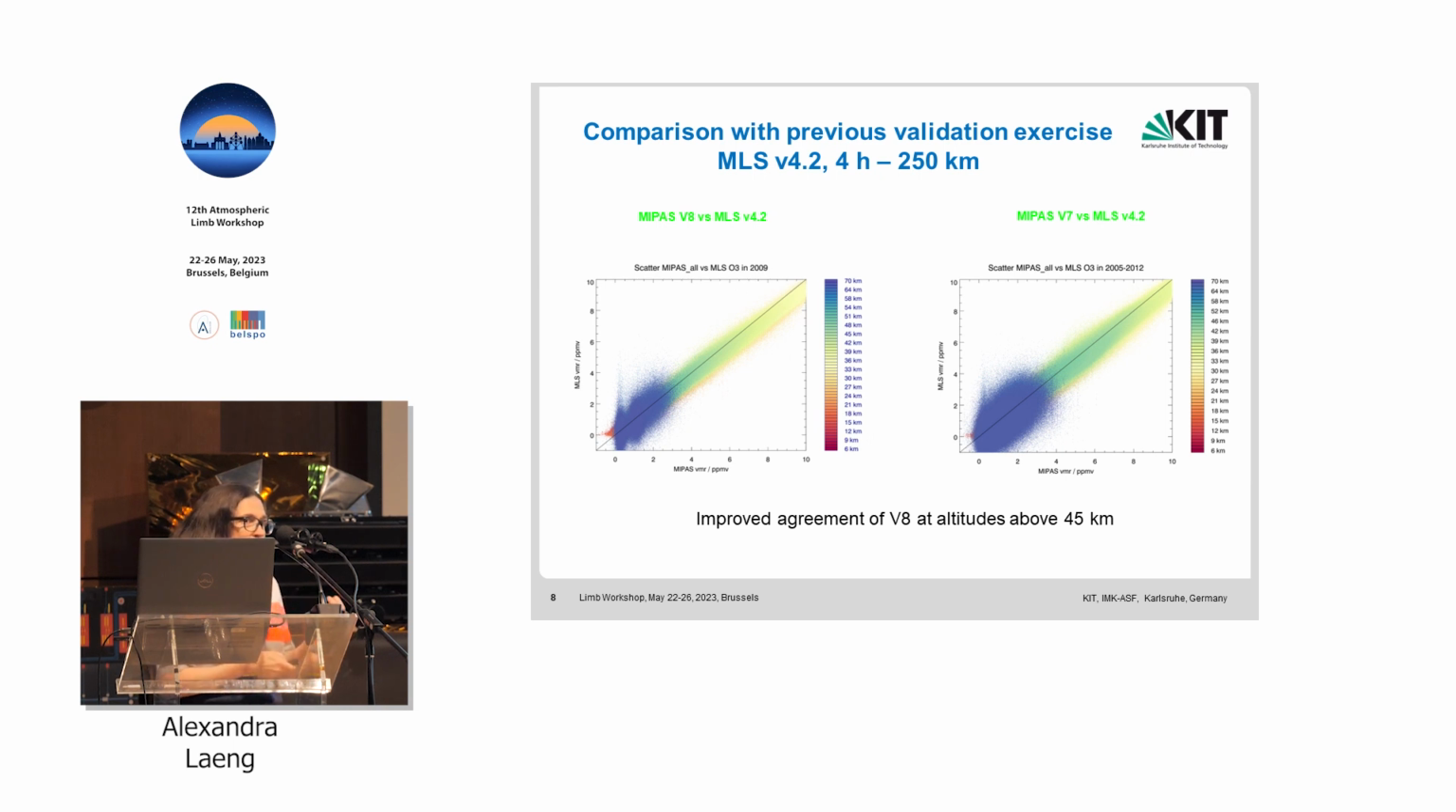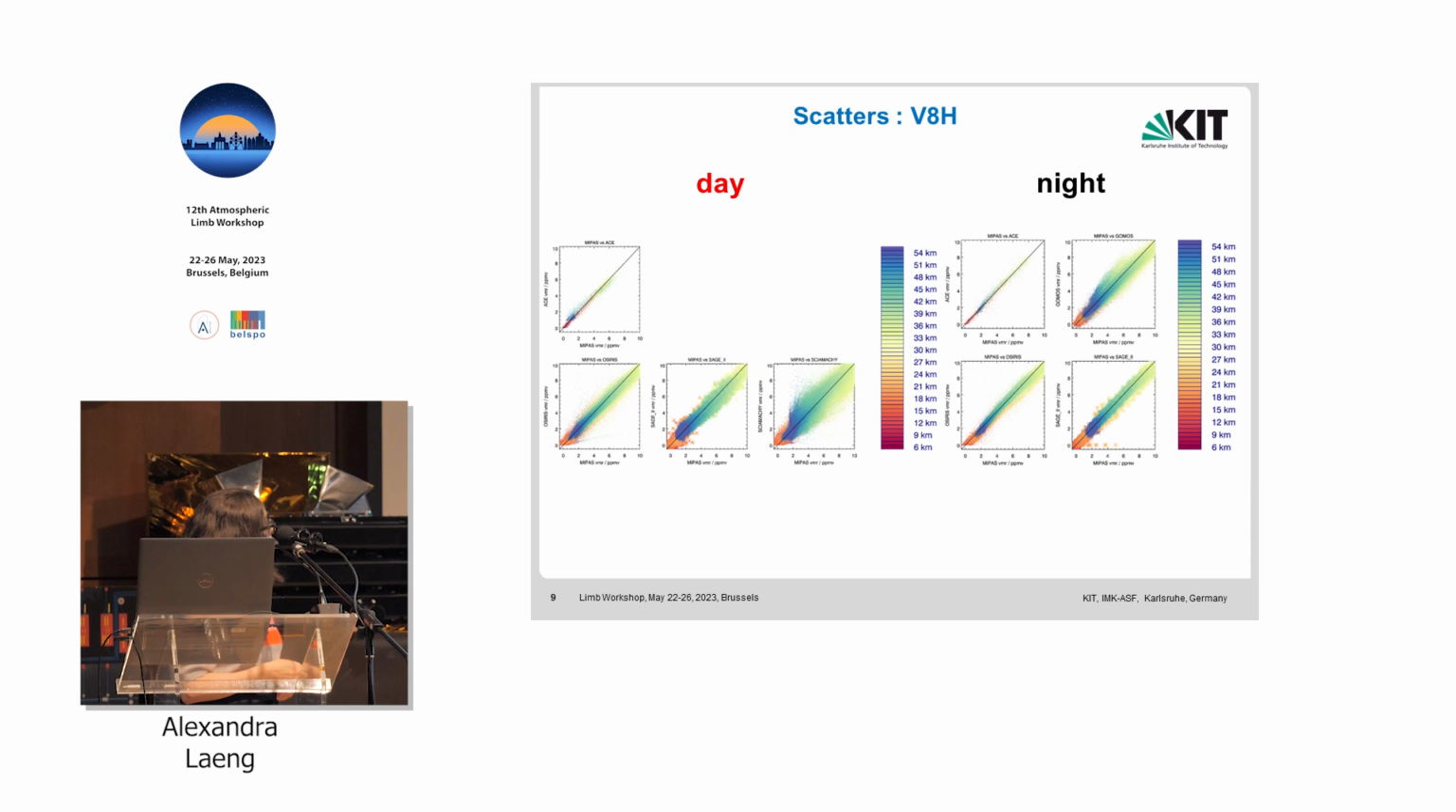So you remember we expected the improvement at the high altitudes. It's exactly what we see here, because at higher altitudes it's bluish. You see here the bluish scatter is quite large. Here it is reduced. So we would say that there is improved agreement of AirShare 8 at altitudes above 45 kilometers.